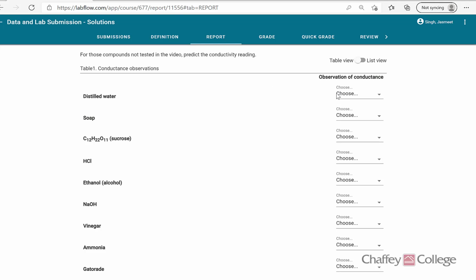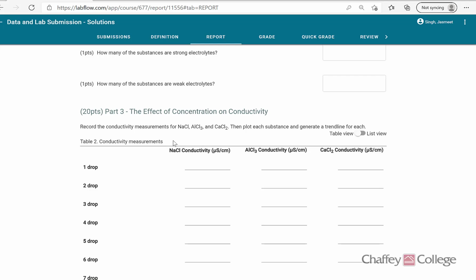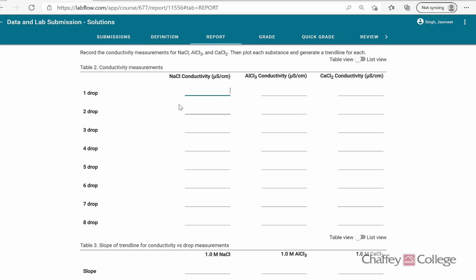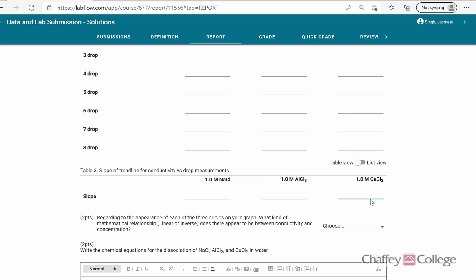Part 2 is you select the data. For example, for distilled water there was no light, so select no light. For soap there was no light, so select no light. Whatever it says in the data, select accordingly and then answer these questions. These are simple questions. And part 3, enter the data. This is the data which you get directly from the sample data. Enter the values and then enter the slope values in these three sections.